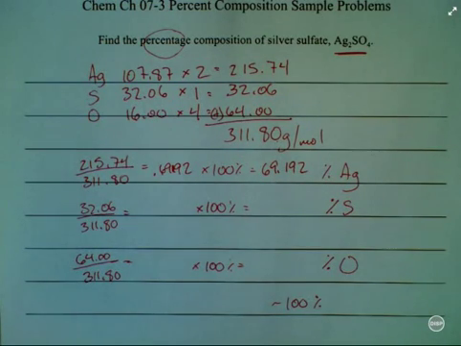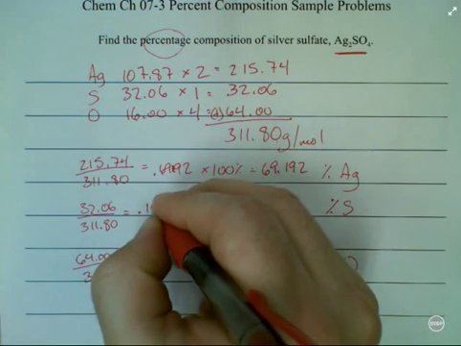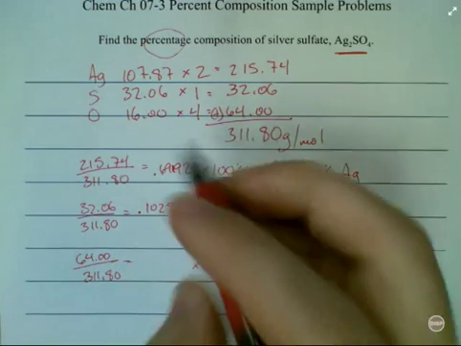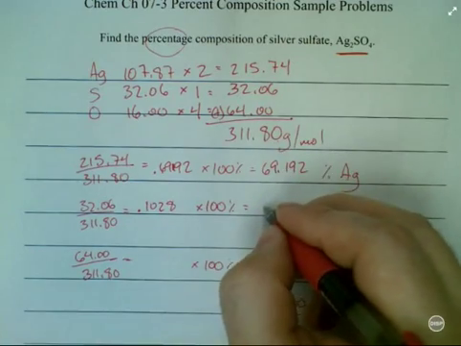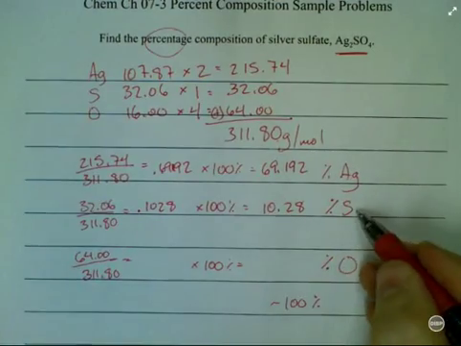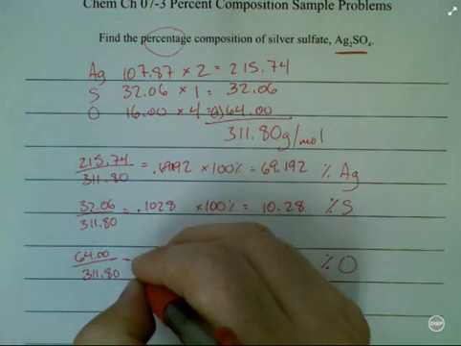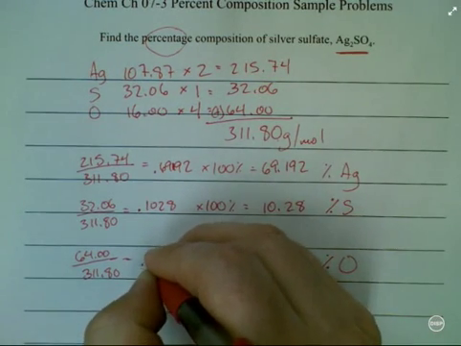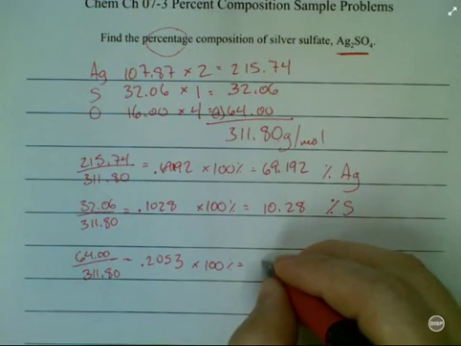Moving on to sulfur. 32.06 divided by 311.80. That comes out to be a decimal 0.1028. Again, there's 4 significant figures here, so this needs to have 4 significant figures. Turn that into a percentage. We'll have 10.28% sulfur. And I will end with oxygen, 64.00 divided by 311.80. And the decimal, I see it should also have 4 significant figures, 0.2053. And that turns out to be 20.53% oxygen.